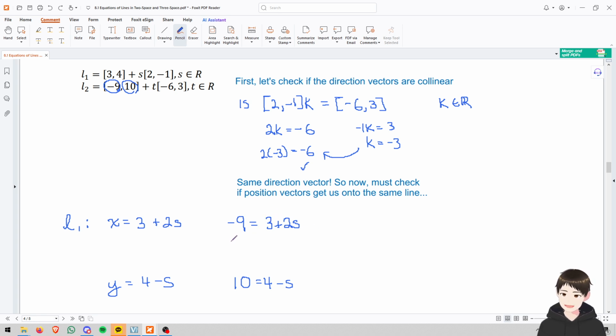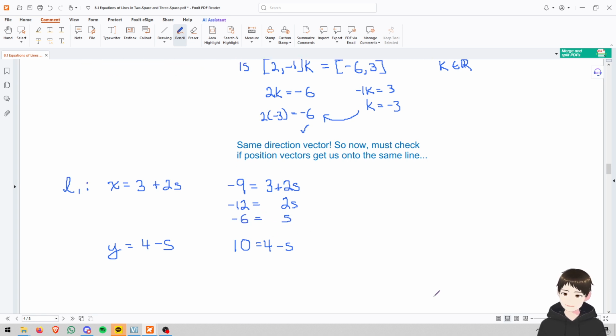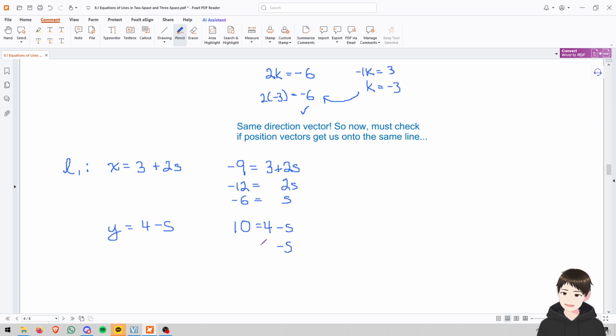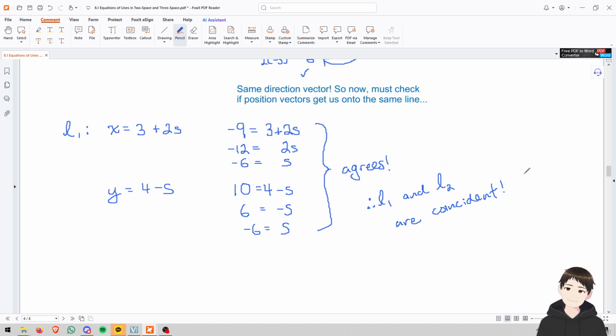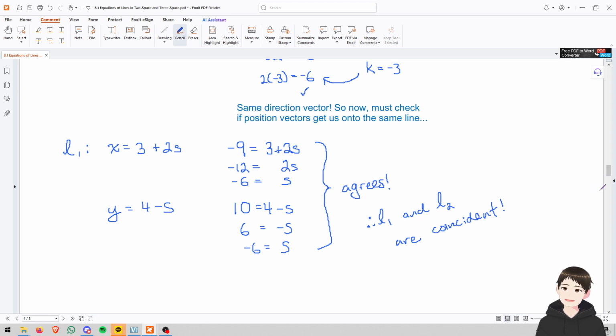Subtracting 3 from both sides, I get -12 equals 2s, and so my s equals -6. Down here, if I subtract 4 from both sides, I get 6 equals -s, which means my s equals -6. Okay, they agree. Agrees. Therefore, line 1 and line 2 are coincident. Okay, so it's basically detective work, isn't it? But it's very good exercise for getting used to lines using vectors.